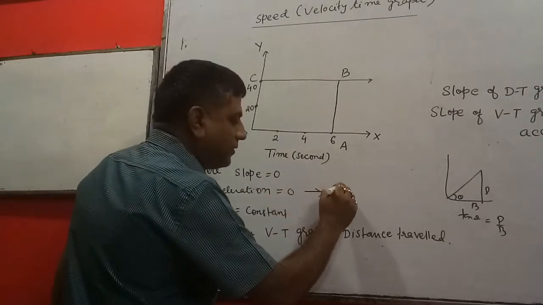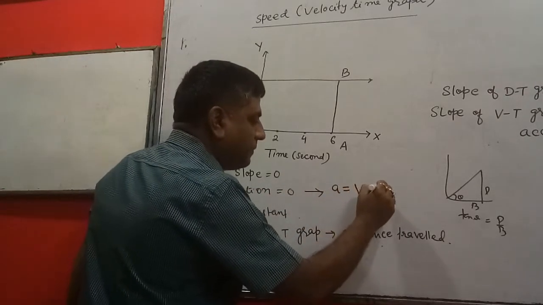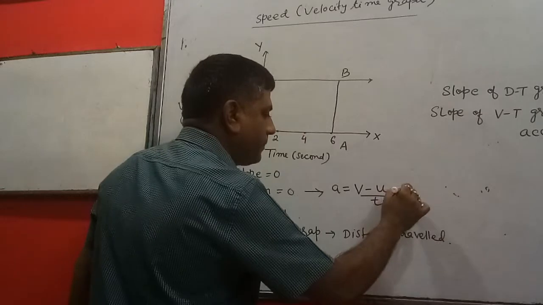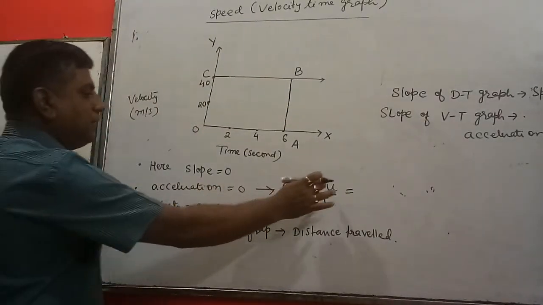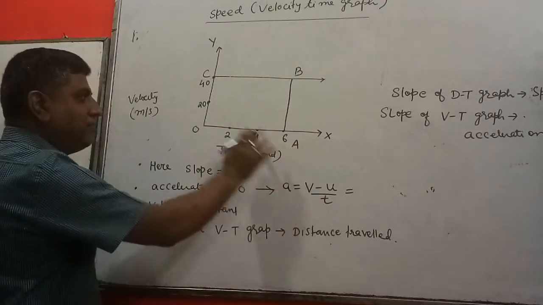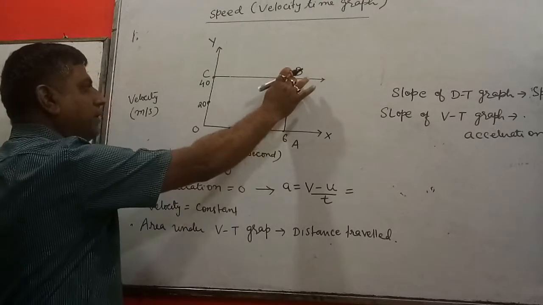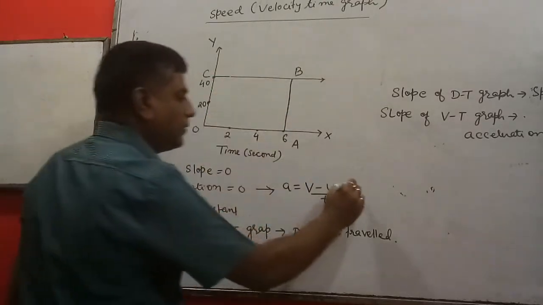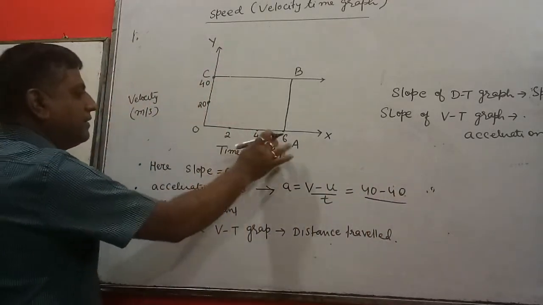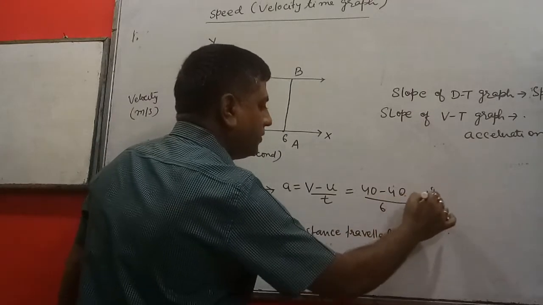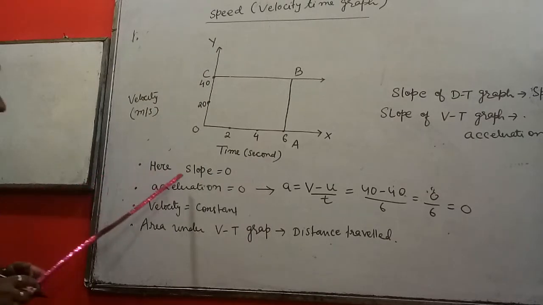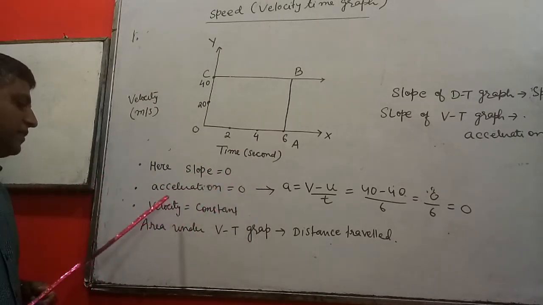I can explain in another way also. I have told you acceleration means v minus u by t. Now here you see, from this diagram, what is the starting velocity u? Starting velocity is 40. And v is the final velocity. Final velocity at 6 seconds is again 40. So final velocity 40, initial velocity 40, and time is 6 seconds. So 40 minus 40 is 0, 0 by 6 is 0. So we have got slope equal to 0, acceleration equal to 0, and velocity is constant.